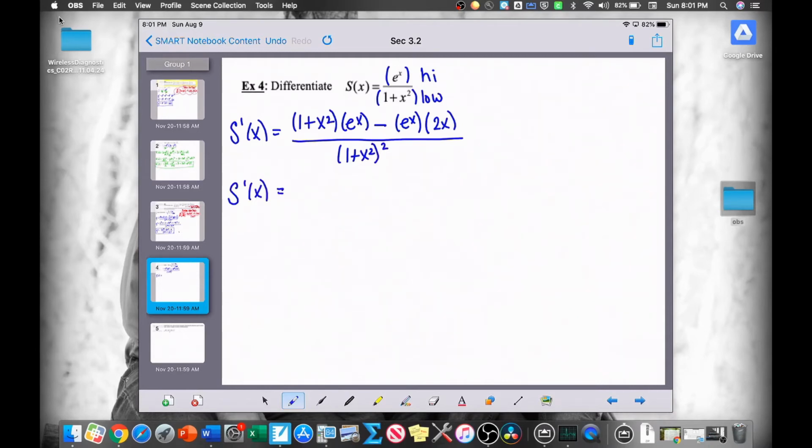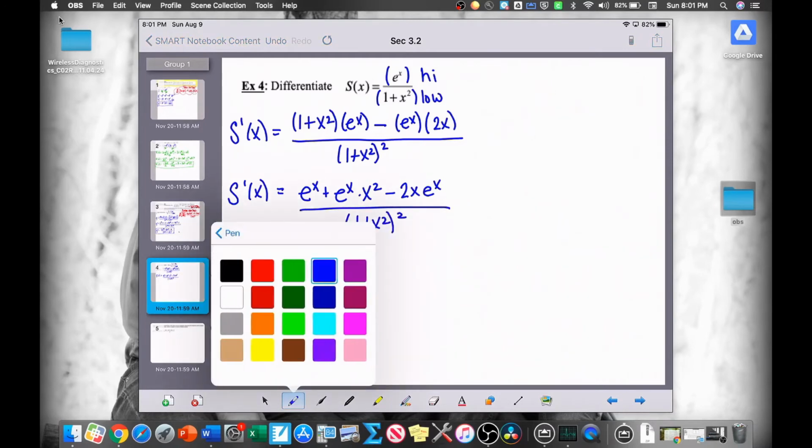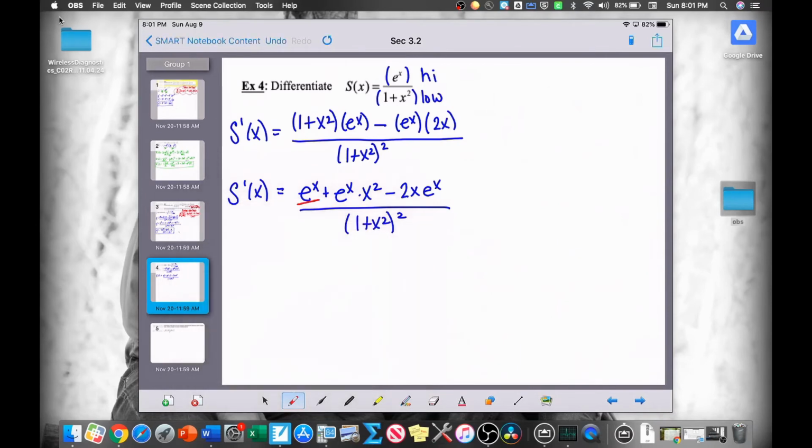We can distribute e to the x to 1 plus x squared, and we get e to the x plus e to the x squared minus 2x e to the x. And of course, let's finish that off, I apologize, over 1 plus x squared squared. Hopefully you notice in the numerator that we have 3 terms, and all 3 terms contain e to the x. So to simplify things a little bit, let's factor out that e to the x in our answer.